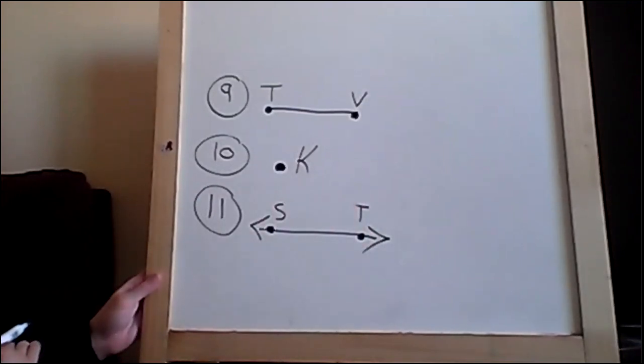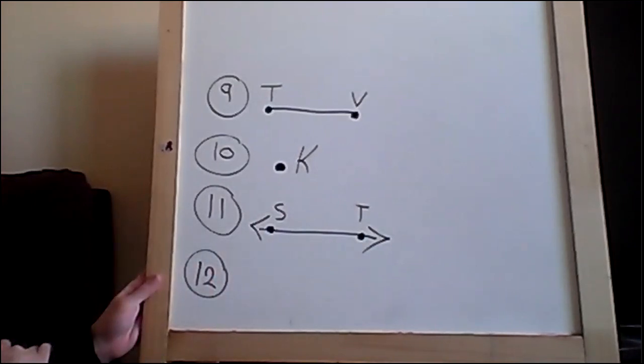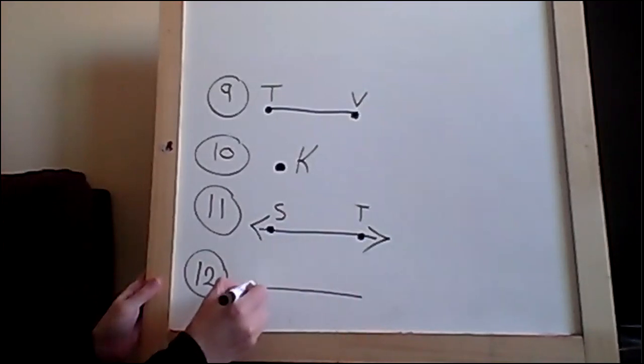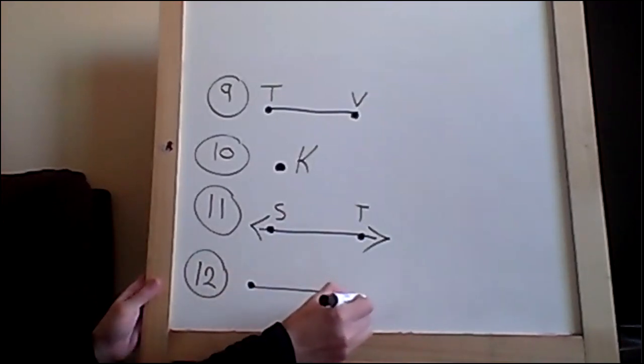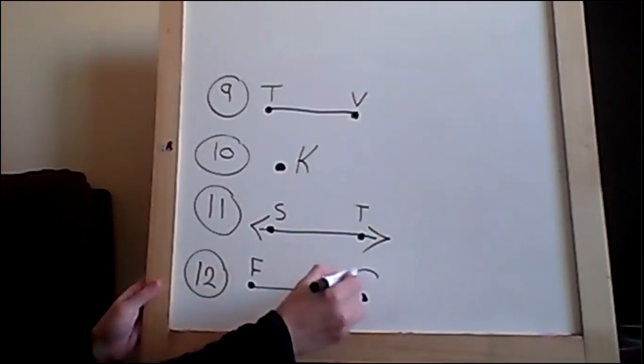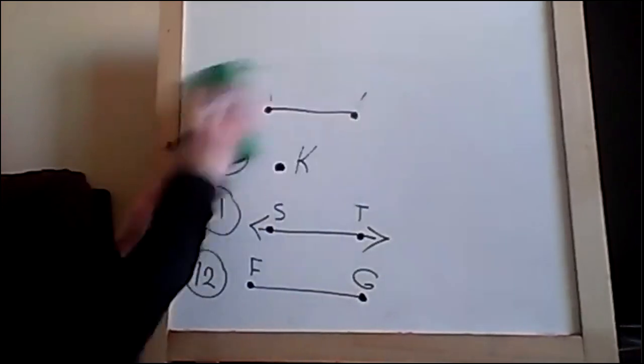Now we are in number 12. I have above the letters line without arrows. That means we have line segment. How can we draw it? I will draw a straight line and I will put two end points. I will write F, G. Then we will continue. Question number 13 now.